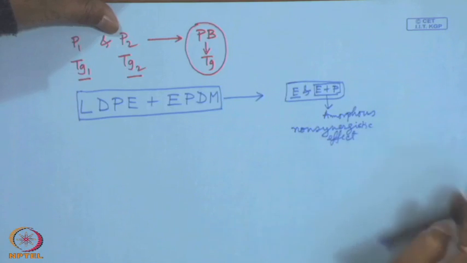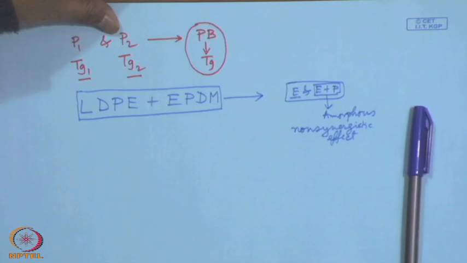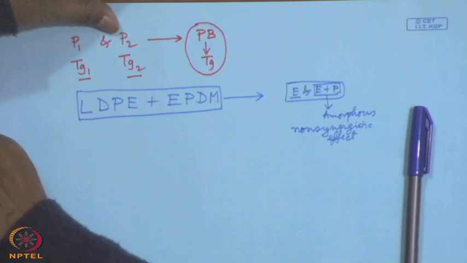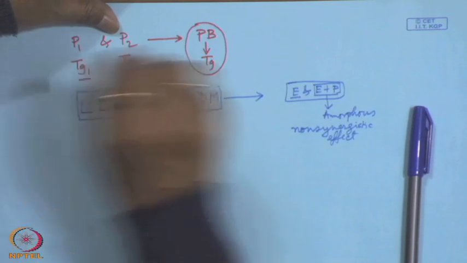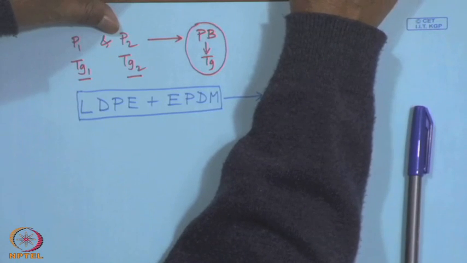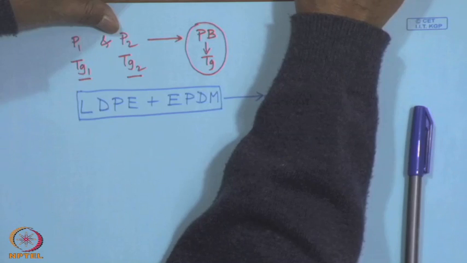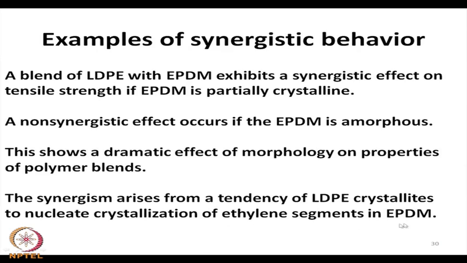So, in order to obtain synergistic effect of this polyethylene LDP and EPDM blends, one of the requirements is that the EPDM component must be partially crystalline. This partial crystallinity in EPDM shows a dramatic effect of morphology on properties of polymer blends. So, the synergism arises from a tendency of LDP to crystallize and to nucleate crystallization of ethylene segments in EPDM.